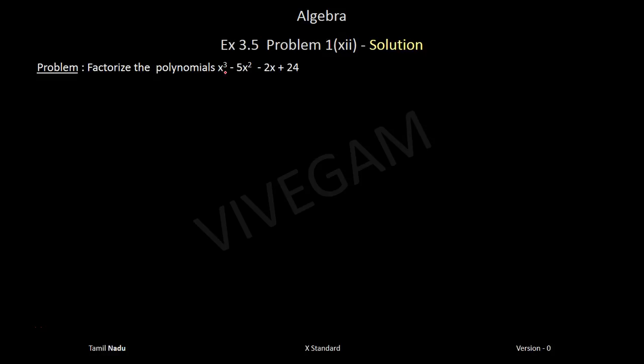Let's check whether we have all the terms. Cube is there, x squared is there, x is there, constant is there. So it is perfect. Now let's check whether the sum of the coefficients is 0. The positives are 24 plus 1, which is 25, and the negatives total minus 7. So it will not work.